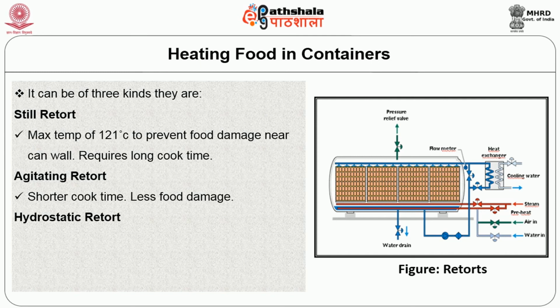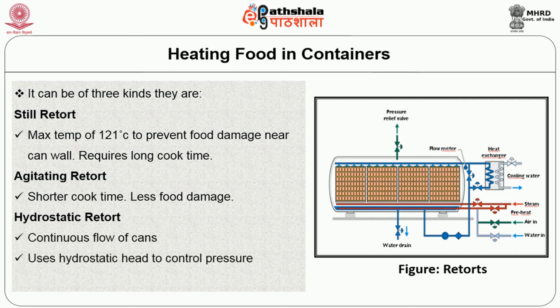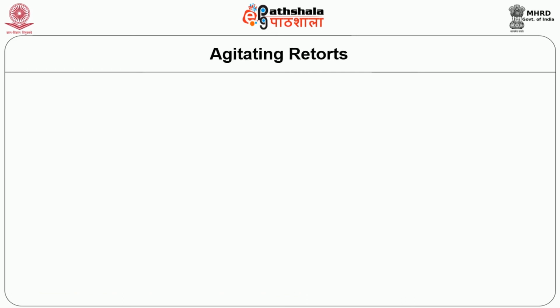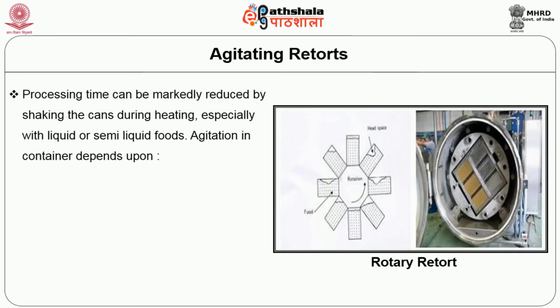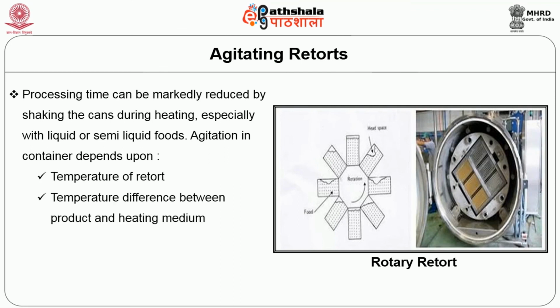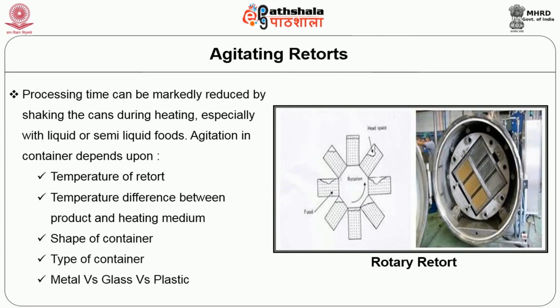Next is hydrostatic retort. It has a continuous flow of cans. It uses a hydrostatic head to control the pressure. It is an agitating system. The next one is agitating retort. Processing time can be markedly reduced by shaking the cans during heating, especially with liquid or semi-liquid foods. Agitation in the container depends on temperature of the retort, temperature difference between the product and the heating medium, shape of the container, and type of the container. It may be metal, glass or plastic.